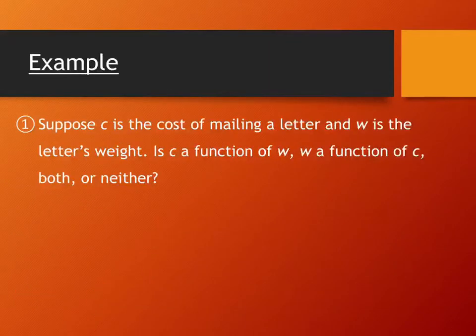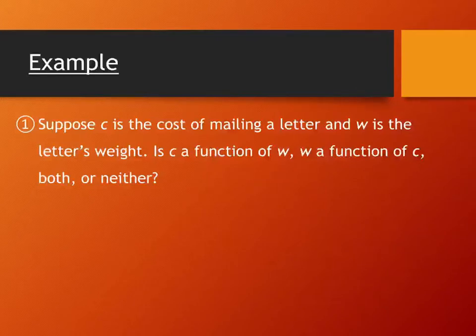So we're going to do an example. Suppose C is the cost of mailing a letter, and W is the letter's weight. So even as I say this, I realize that some of you may never have mailed a letter before. It's kind of an old school thing to do. But maybe you've mailed a bill off to something where you did actually send money in that way, or maybe you've mailed something back for a survey you've completed or something like that. So we're mailing something. C is a function of W. W is a function of C, both or neither. It's asking which of those things happens.